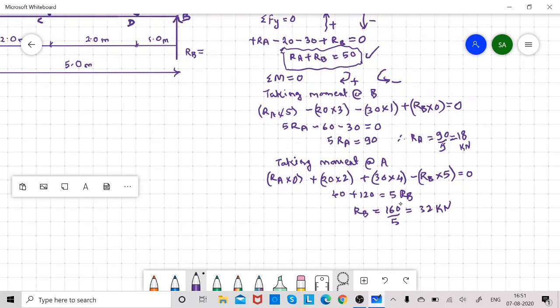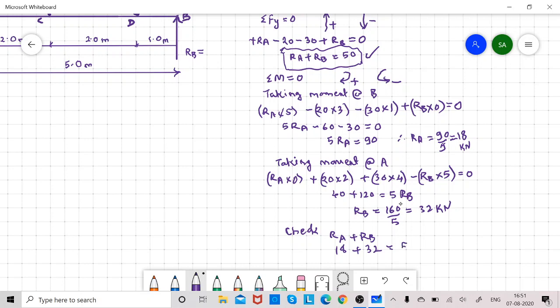Now let us check the value of RA plus RB. RA we got 18 plus RB 32, which is equal to 50 kilonewton, which tallies with this. So whatever calculation we did, the values and calculations are correct.